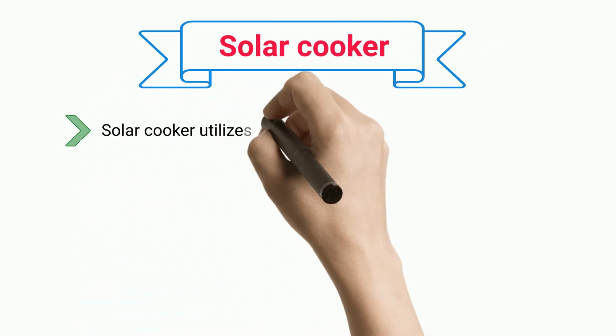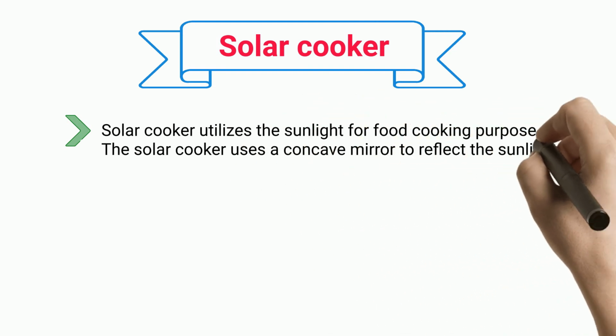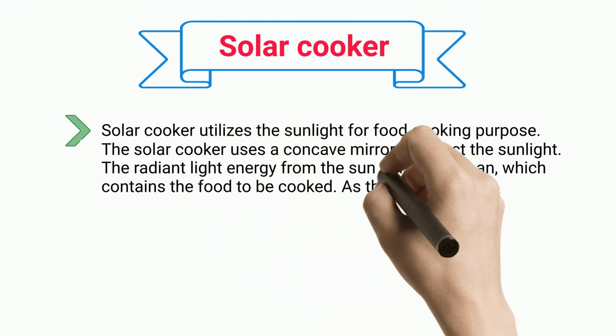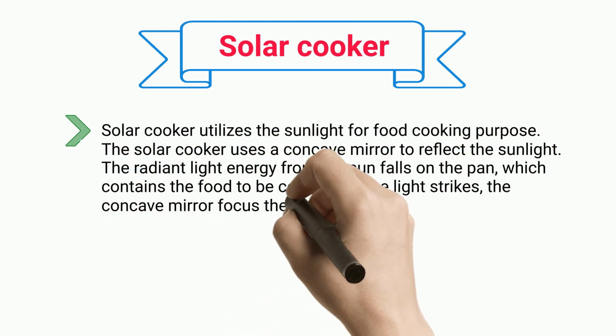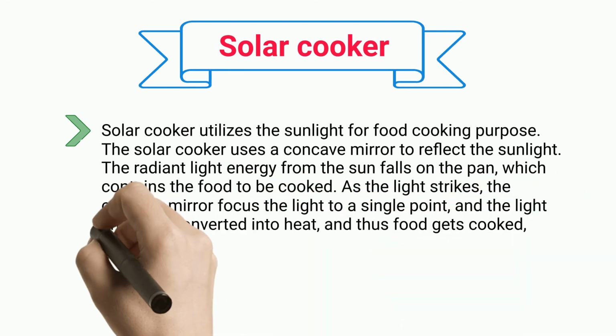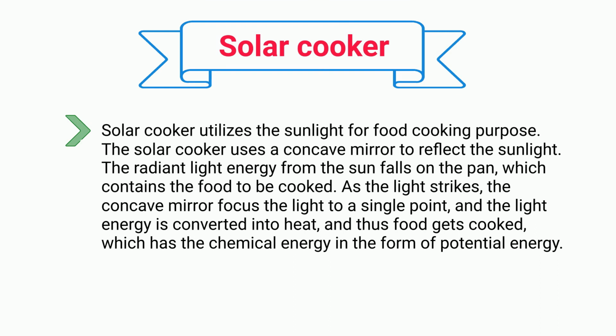Solar cooker. Solar cooker utilizes the sunlight for food cooking purpose. The solar cooker uses a concave mirror to reflect the sunlight. The radiant light energy from the sun falls on the pan, which contains the food to be cooked. As the light strikes, the concave mirror focuses the light to a single point, and the light energy is converted into heat, and thus food gets cooked, which has the chemical energy in the form of potential energy.